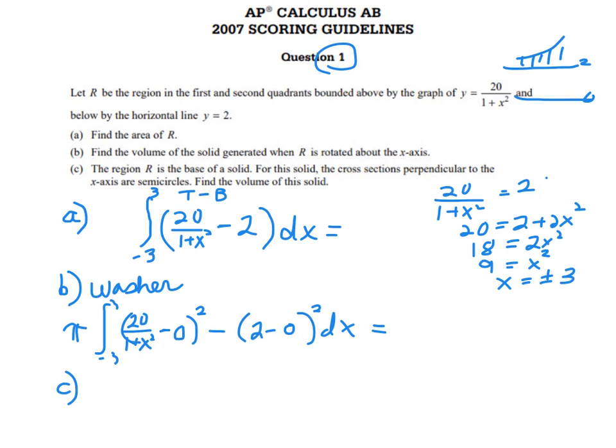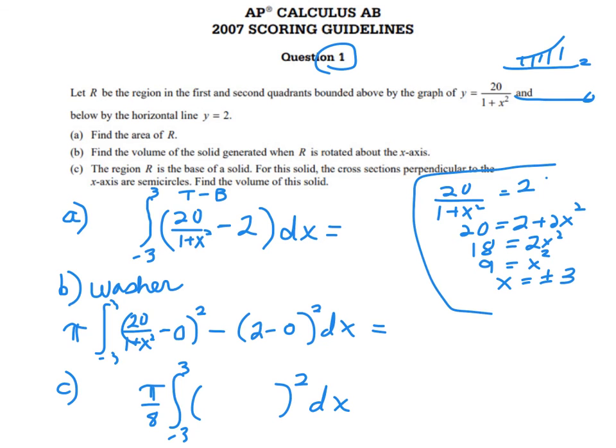Okay, so remember what the structure of a cross-section looks like. It looks like the area formulas. Well, the area of a semicircle with respect to the base is pi over 8 base squared dx. And then we're finding the base, and it's once again from negative 3 to 3. This over here showed me what the limits of integration were. And then I'm going to do top minus bottom, which is 20 over 1 plus x squared minus 2. And then you put that in your calculator.